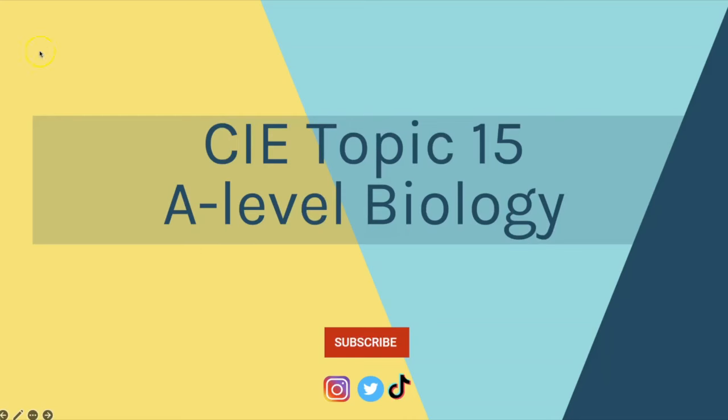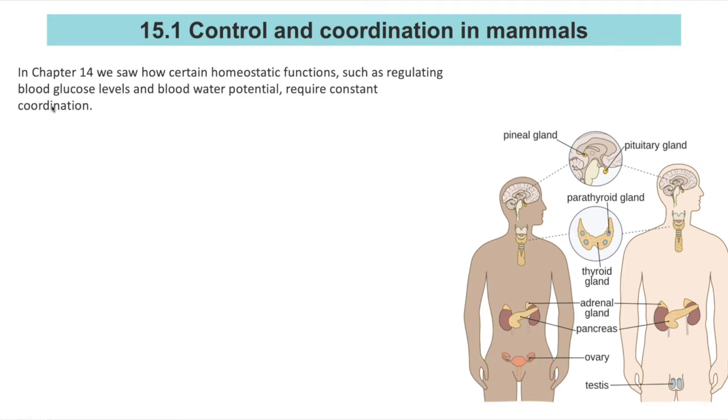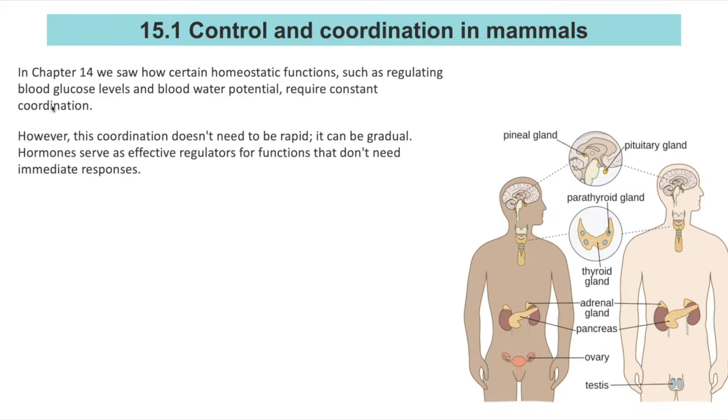Topic 15 then, and it's all to do with control and coordination. In chapter 14, we saw how homeostasis occurred to help regulate blood glucose levels and water potential, and you can actually have a look at that previous video as well. But in this video, it's going through how you can also have coordination and control using the nervous system.